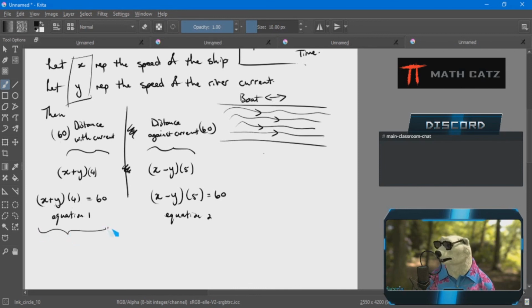Now, how do I handle two pieces of information? First of all, let's simplify this as much as we can. I multiply the 4 in, 4x plus 4y equals 60. And the other side is 5x minus 5y equals 60 as well. Now they look very similar, but one's a plus, one's a minus, and that makes a huge difference.